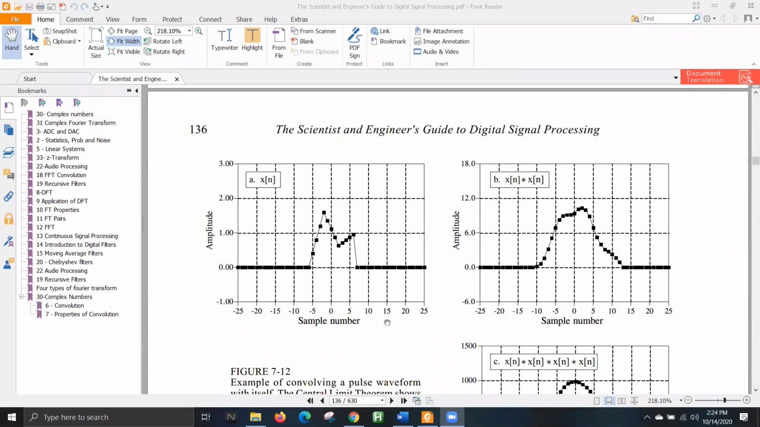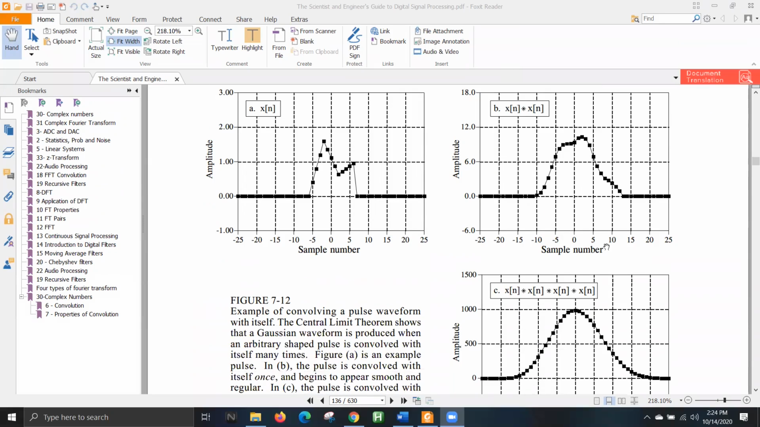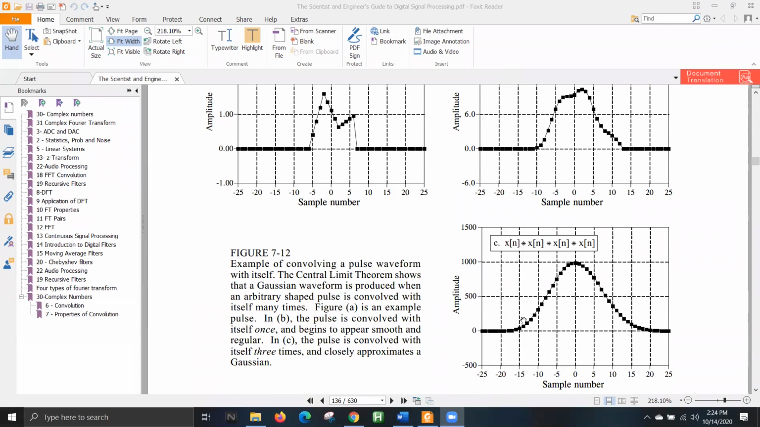As you can see, there is an example here. This is x[n]. If you perform x[n] convolution with x[n], this looks somewhat like a Gaussian, but not fully yet. If you perform it 4 times, you see that it looks almost fully like a Gaussian. If you perform it even more times, the changes will be reduced. It will be almost like this, but even more like a Gaussian. And at one point, there will be no change. It will be fully Gaussian.